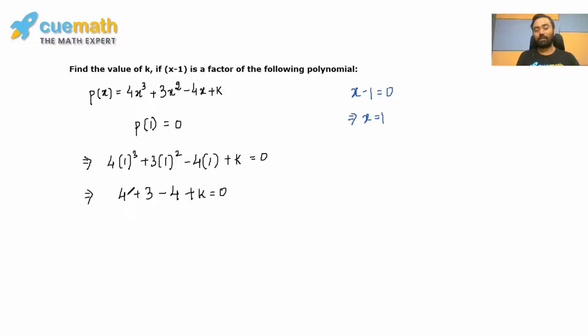Now to simplify the left hand side, plus 4 and minus 4 becomes 0. And the equation is going to be 3 plus k equals 0 or k equals negative 3. So you just saw that using the statement of the factor theorem, we can even solve questions like this. Let's now see what's there in the next question for us.